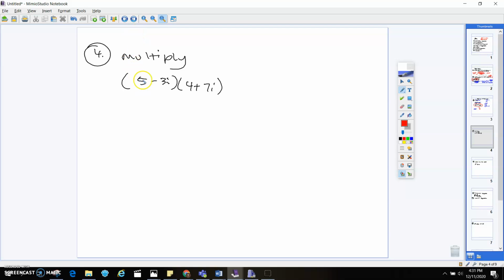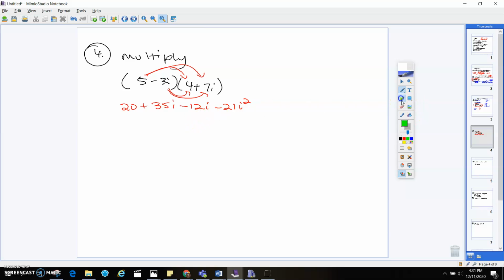On number 4, we're going to multiply complex numbers. So we've got 5 minus 3i times 4 plus 7i. So we're going to distribute. And you can do the box method on this one. I'm just using FOIL because it's easier in my eyes. So I'm going to get 20 plus 35i and negative 12i minus 21i squared.